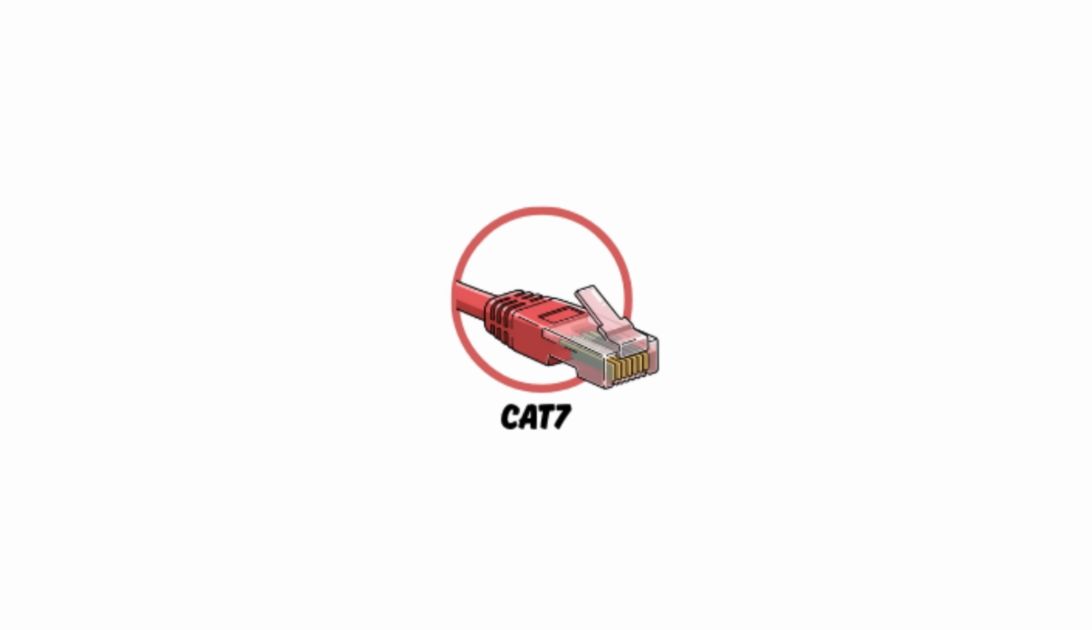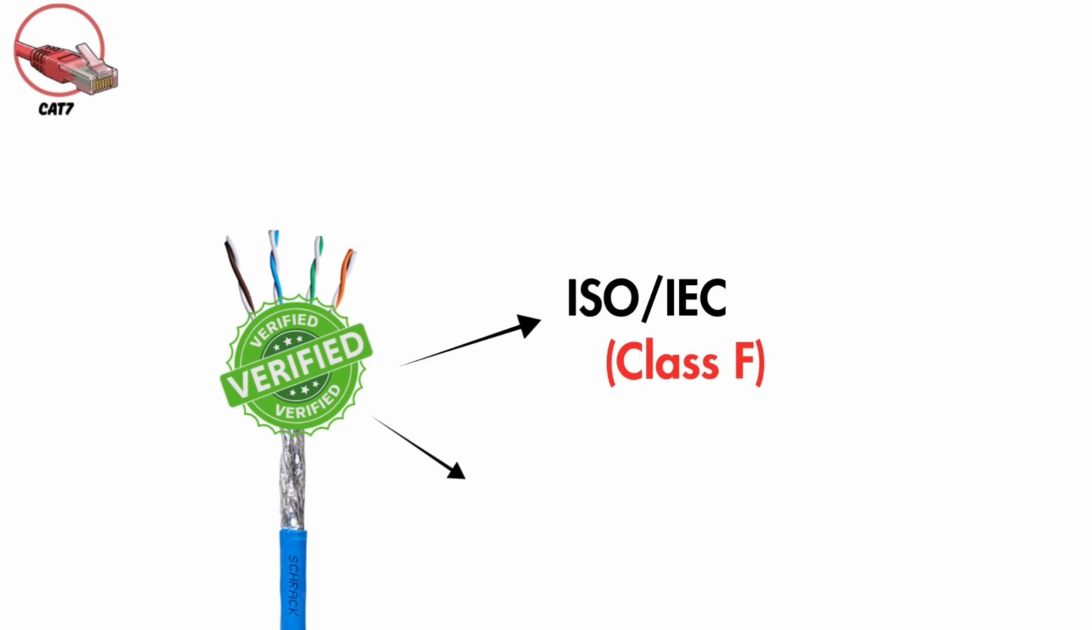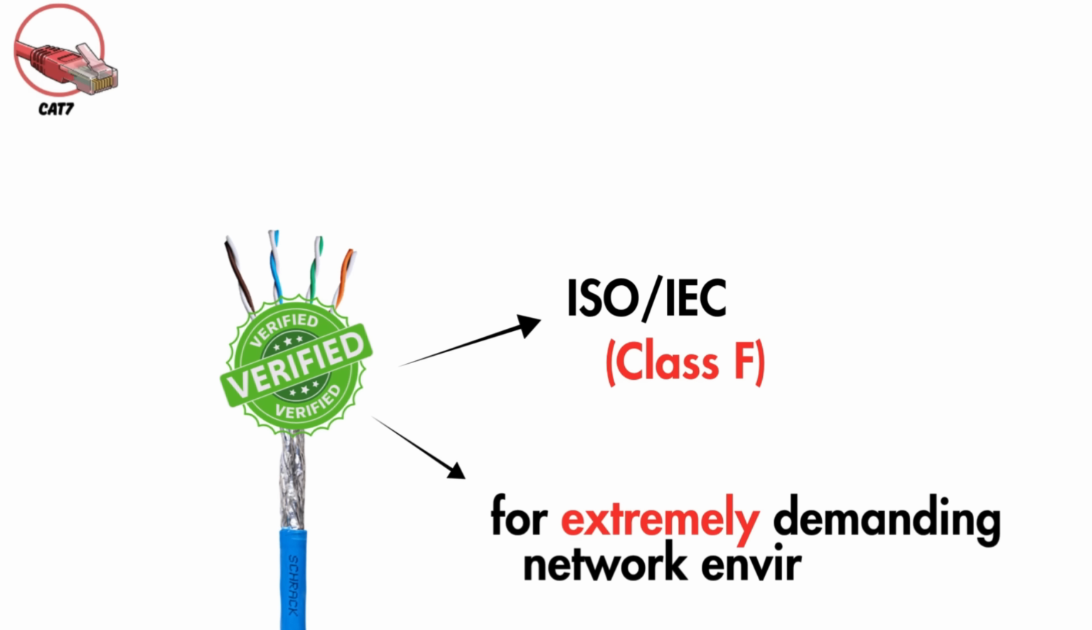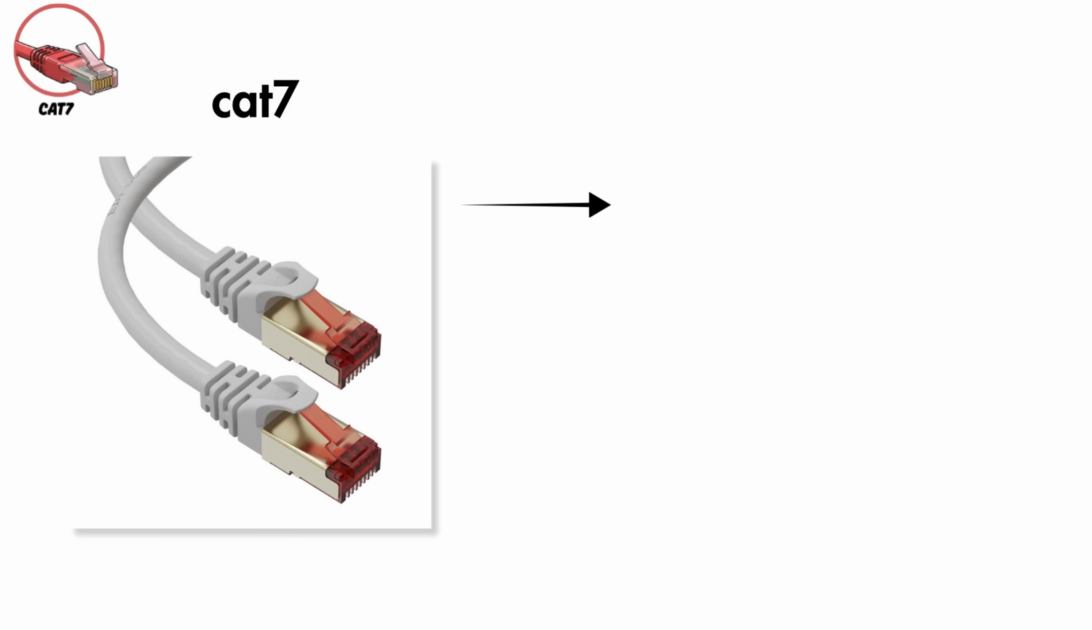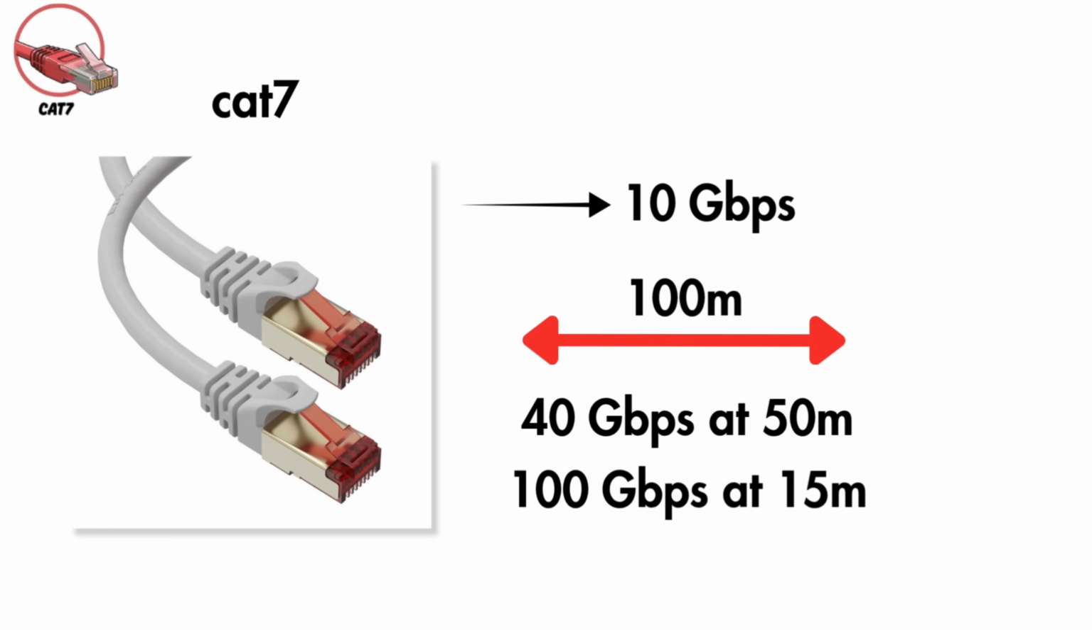Cat 7 is a high-performance Ethernet cable standard defined by ISO/IEC Class F for extremely demanding networking environments like data centers. It supports speeds up to 10 gigabits over 100 meters and can reach even higher rates, 40 gigabits at 50 meters and 100 gigabits at very short runs in controlled conditions.